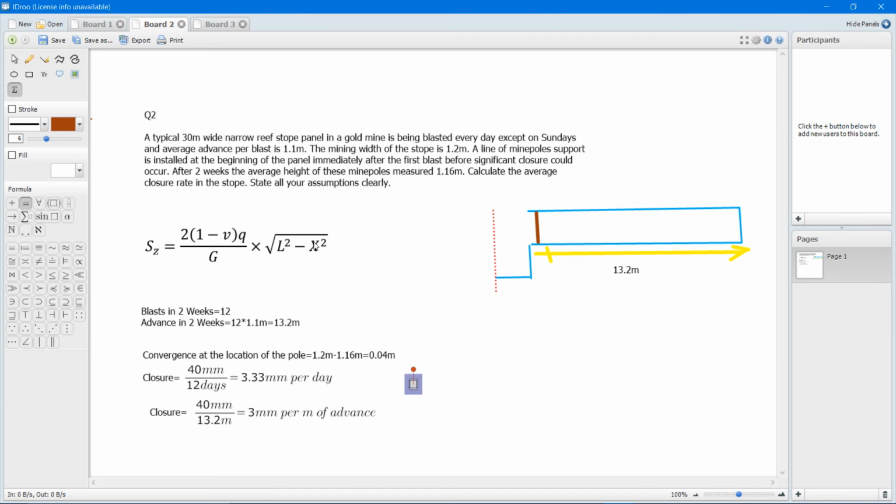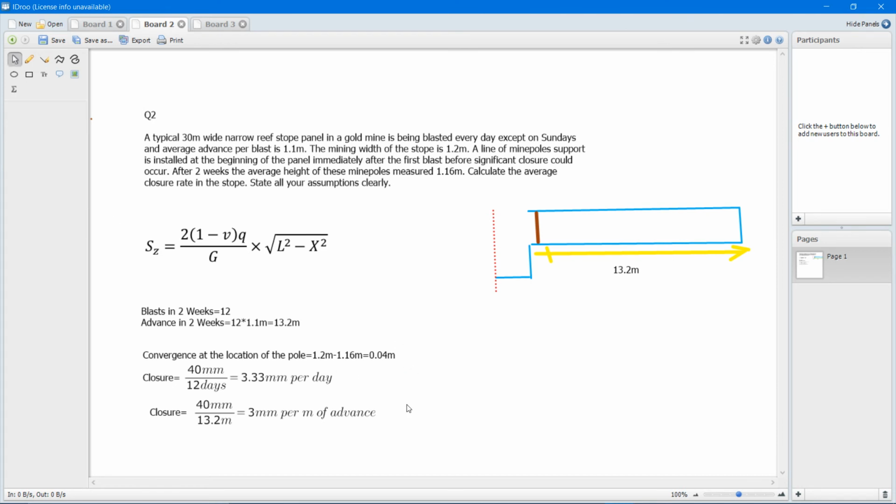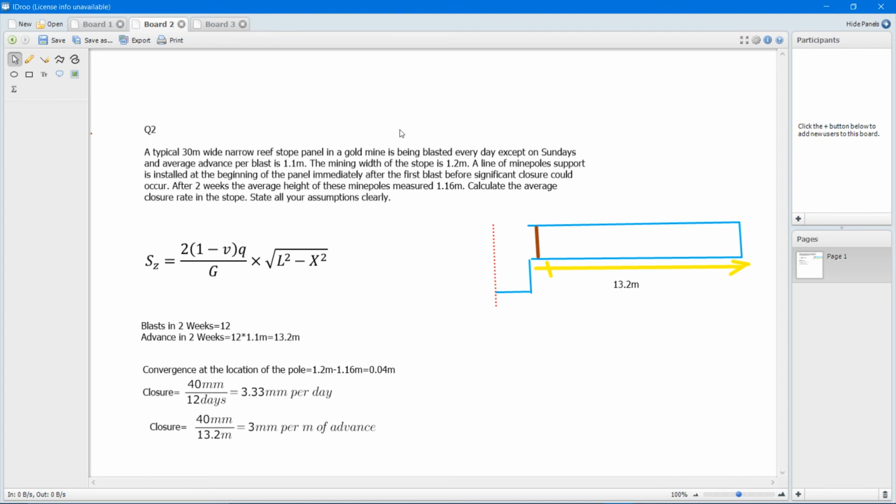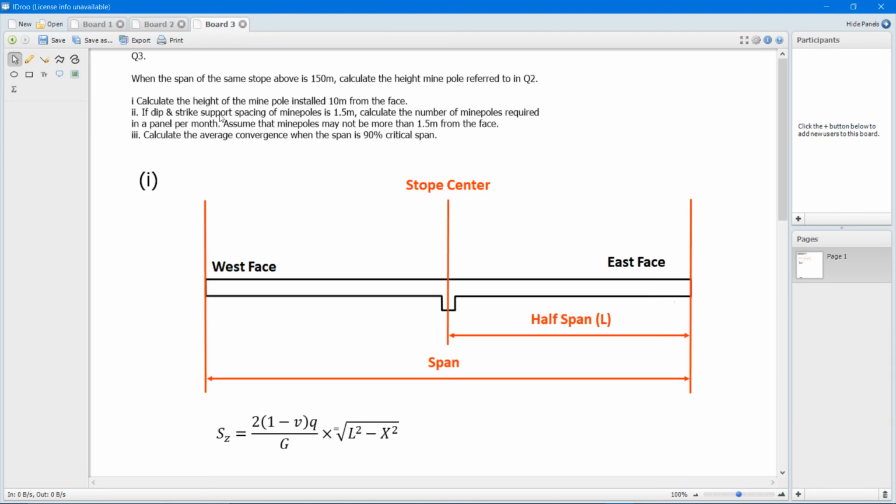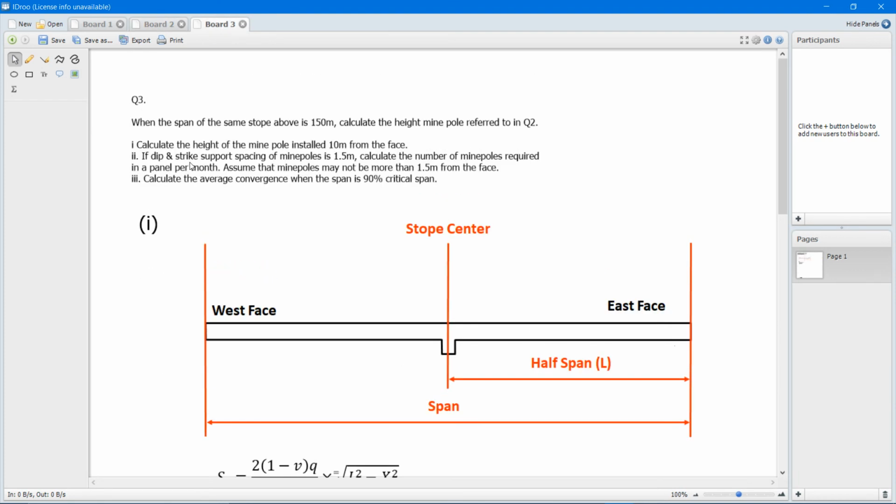We didn't have to use the formula. It was kind of a trick question. However, if you use simple reasoning and some calculations here, you can conclude that we simply have a closure of 3.33 millimeters per day, or 3 millimeters per meter of advance. So yeah, that's question 2. Then we'll move on to question 3.